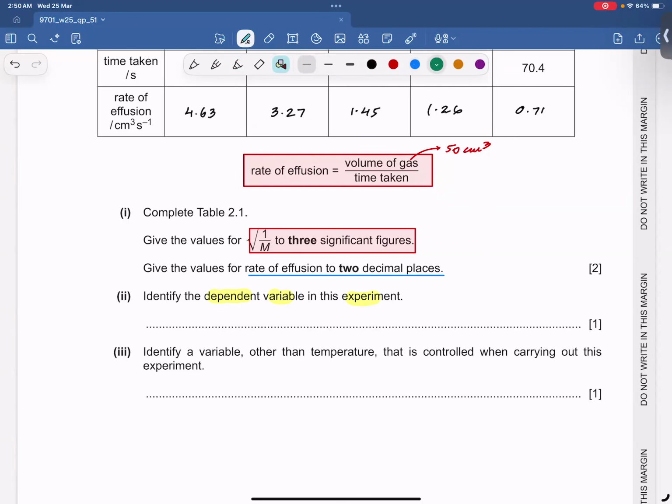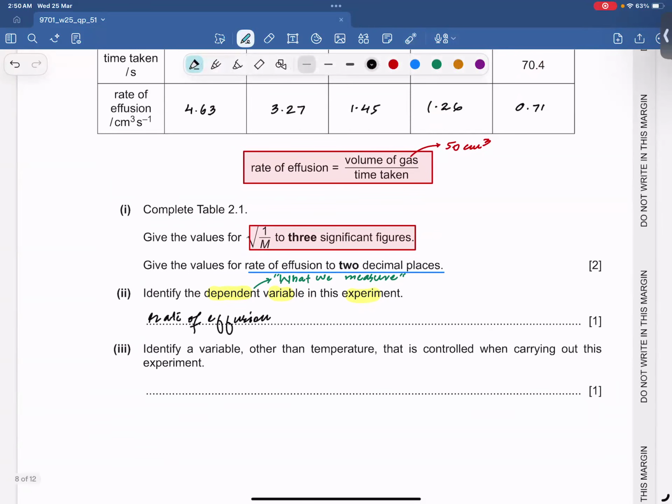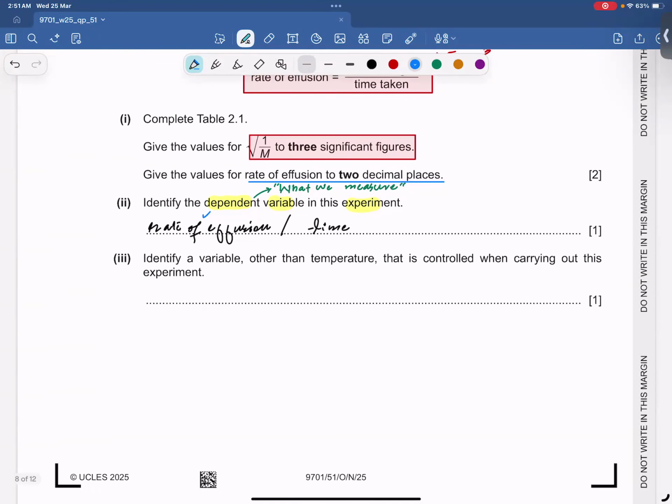I've told you so many times that the dependent variable is basically what we measure. What we measure is basically the rate of effusion, by using this formula. From my conceptual analysis, it has to be rate of effusion. But obviously we have determined the time also by using the stopwatch, so I can write time also. From my knowledge, rate of effusion would be the most desirable answer, the most powerful answer compared to time. But I've written both because we are calculating both.